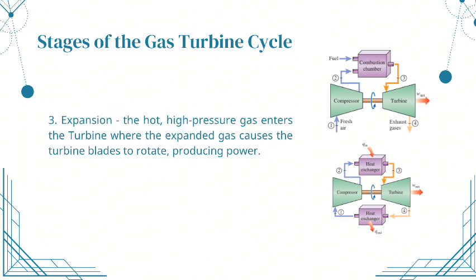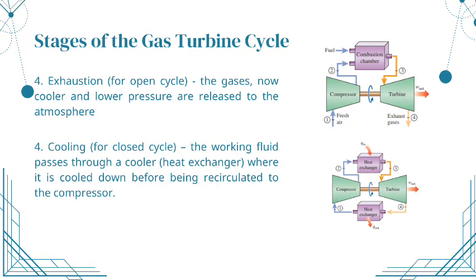Third stage is the expansion. The high pressure gas enters the turbine, where the expanded gas causes the turbine blades to rotate, producing power. The fourth stage for the open cycle is called the exhaustion. The gases, now colder and lower pressure, are released to the atmosphere. And for the closed cycle, its fourth stage is called cooling. The working fluid passes through a cooler, where it is cooled down before being recirculated to the compressor.